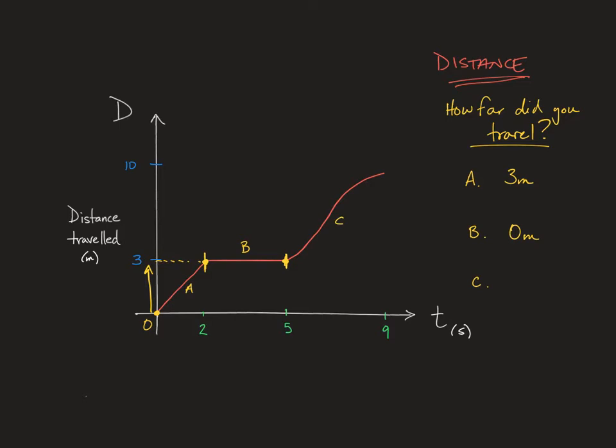Lastly, for segment C, hopefully we saw that we began at 3, and as we worked our way through, segment C finishes in this location, which would be at a distance, that's a very sloppy line, of 10. So at the beginning of C, we were at 3. At the end of C, we were at 10. We then traveled a distance of 7 meters. Hopefully we matched up and we were good to go on distance.